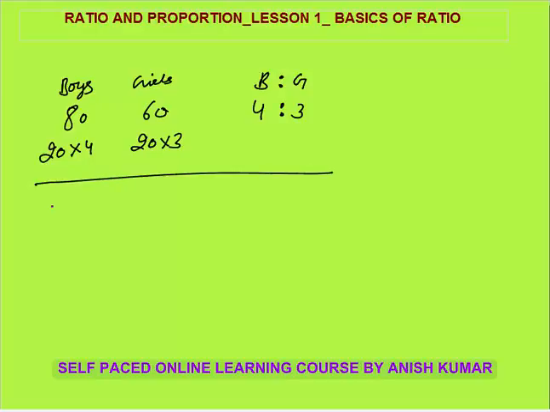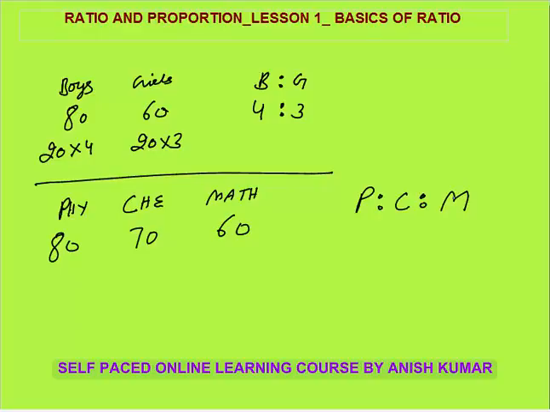Let's say another example: physics, chemistry and math. A student has scored, let's say, 80 marks in physics, 70 in chemistry, 60 in maths. So what is the ratio of his marks in physics, chemistry and math? We will remove the common factor. 10 is a common factor. The ratio will be 8:7:6.